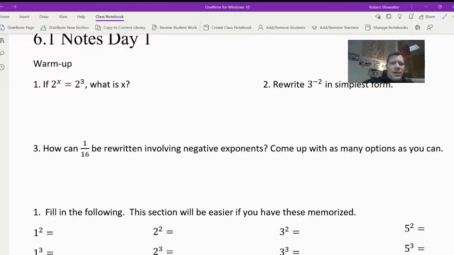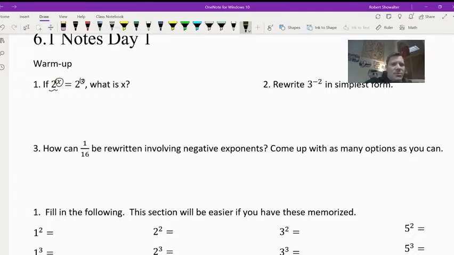So number one, if 2 to the x power equals 2 to the third, what is x? Let's see. Look, the bases are the same. Since the bases are the same, that means in order for the two equations to be the same, the exponents have to be the same. That's exactly what's happening. So when we do that, we're able to solve an equation. It's super cool. So let's crank this.